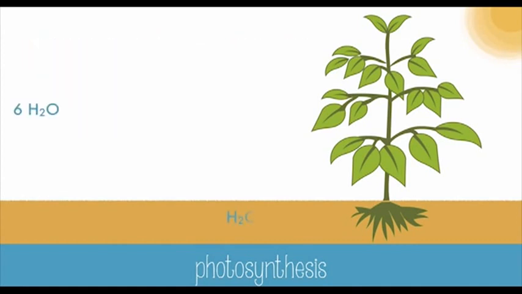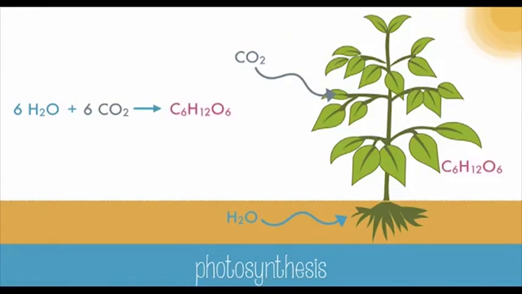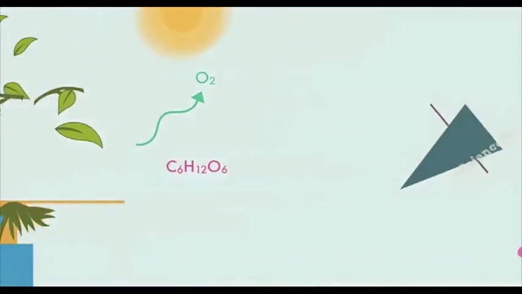For every 6 water molecules and 6 carbon dioxide molecules and the energy from the sun, plants can create 1 glucose molecule, or C6H12O6, and release 6 oxygen molecules. Those oxygen molecules are also really useful to life on Earth because so many creatures, including you and me, use it for respiration.